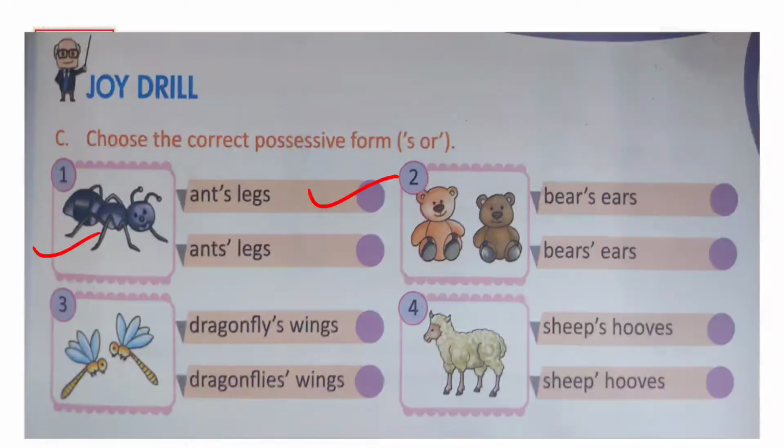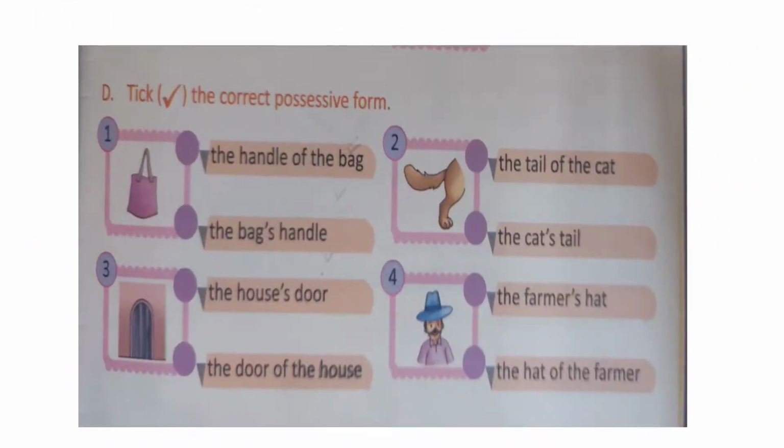And in exercise D, tick the correct possessive form. Here pictures are given. According to the picture, you have to find out the possessive form. So the handle of the bag, the bag's handle. So what will be correct? The handle of the bag will be correct. Why is it correct? Because bag is a non-living thing, and we have seen in the chapter that to show the possession of non-living things, we add 'of', not apostrophe S or apostrophe.